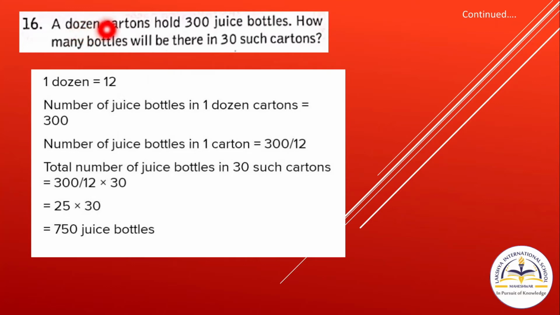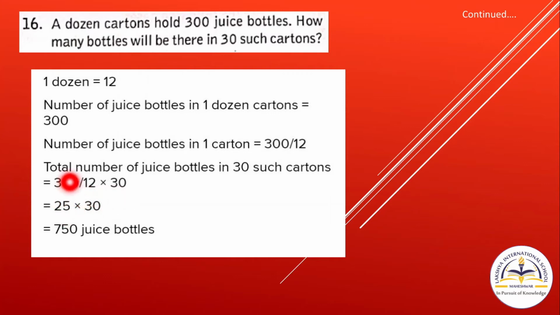A dozen cartons hold 300 juice bottles. How many bottles will be there in 30 such cartons? Now, we know that 1 dozen equals 12 pieces. The number of juice bottles in 1 dozen cartons is 300. So the number of juice bottles in 1 carton will be 300 divided by 12. It means the total number of juice bottles in 30 such cartons equals 300 divided by 12 multiplied by 30.